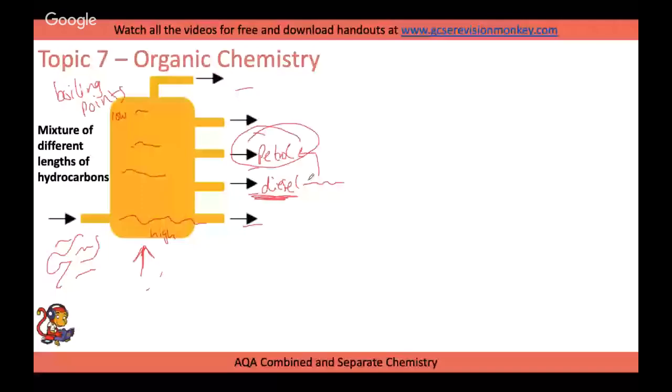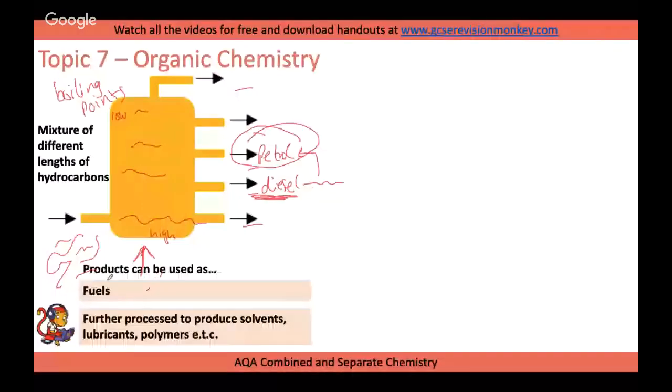So what can these be used as? Well, they're really useful fuels. The ones at the top that come out are really flammable, so they catch fire easily. They're very volatile, which means they easily turn into a gas. So those are the ones at the top: low boiling points, flammable and volatile.